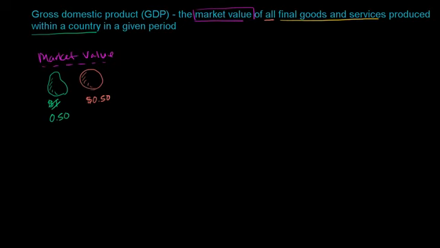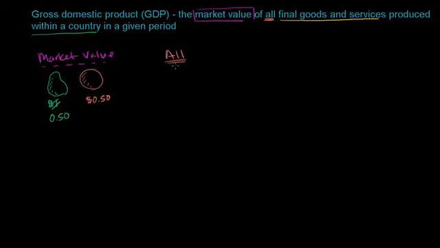And then we can focus on the market value of all goods and services. All goods and services. So we would do all the different avocados and oranges, but we would do computers, we would do cars, we would do tires. And we're doing services. So if you have help at home, if you go to the doctor, the market value of all of those things is going to be put into GDP.